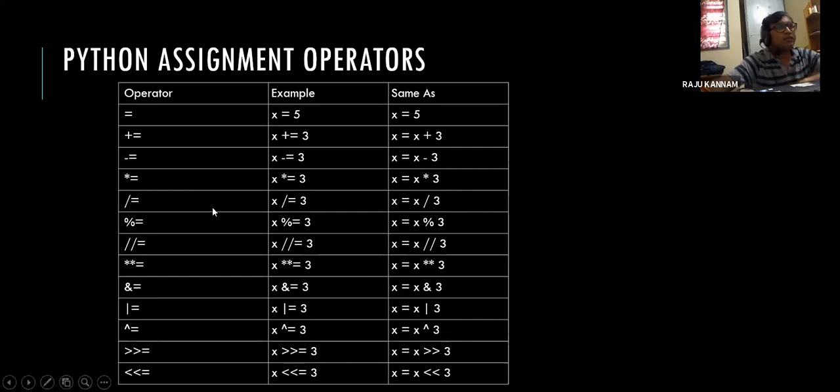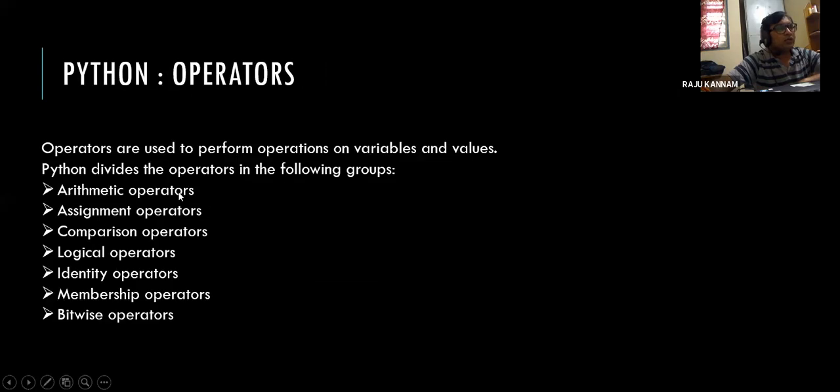So arithmetic operators over, assignment operators over. Then we'll move to the comparison operators, right? This is important for writing programs, because we may need to check different conditions. So let us see what are all the different ones.